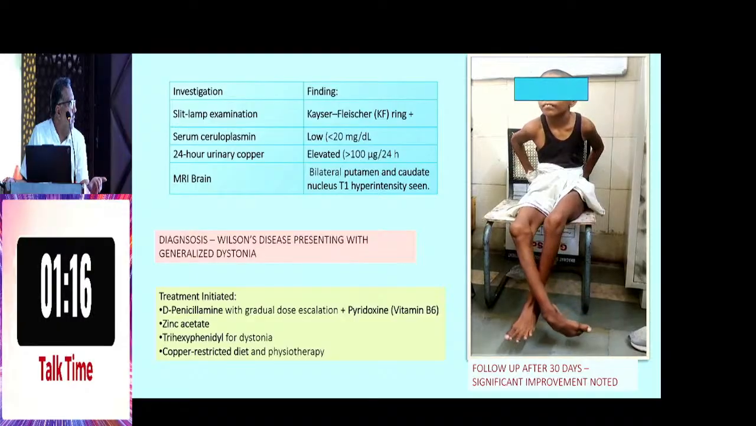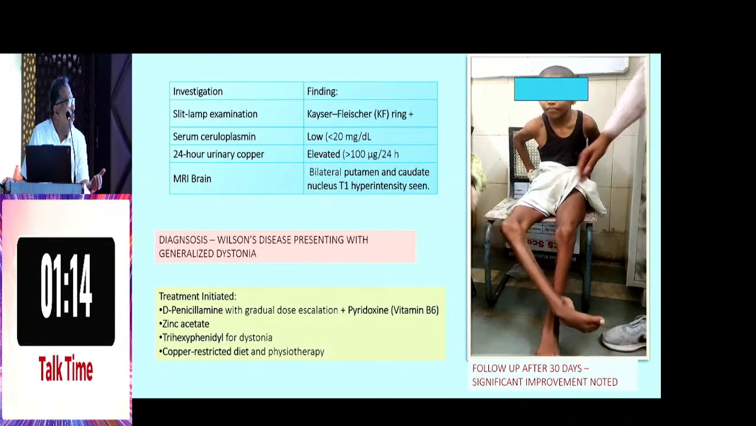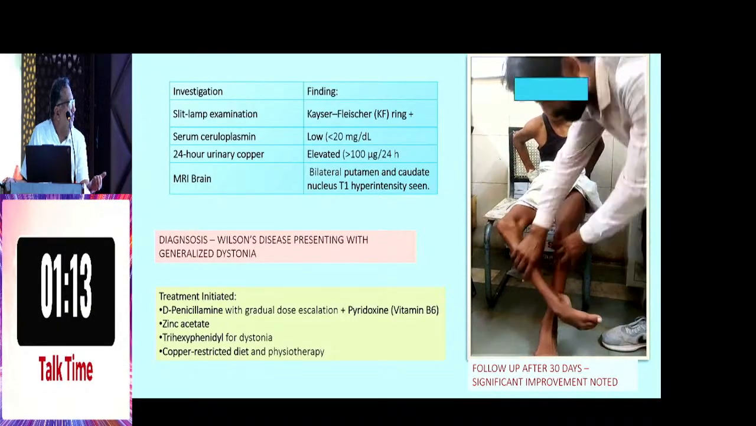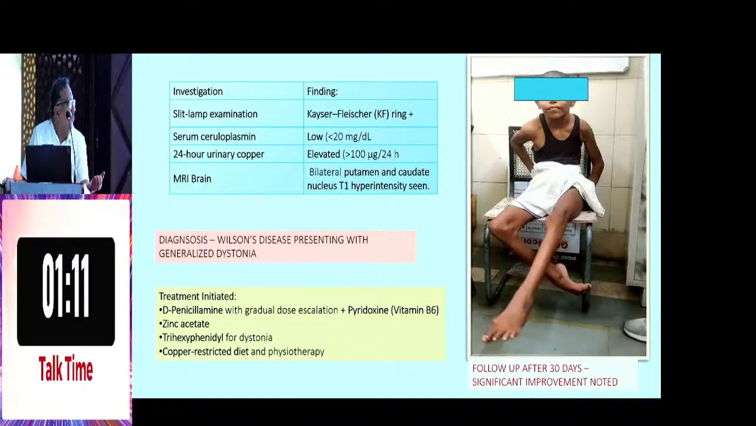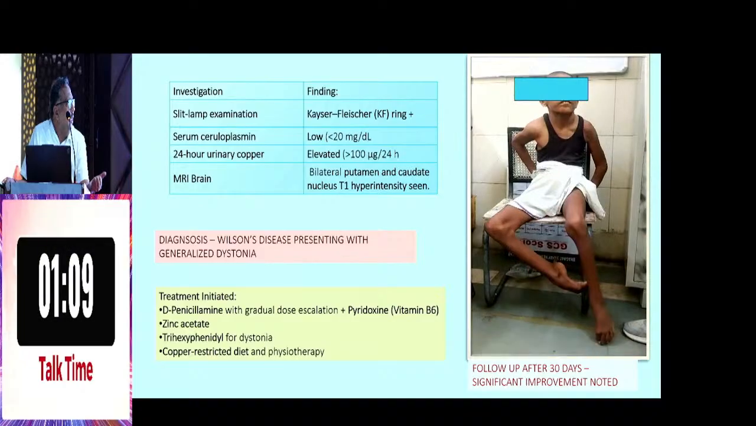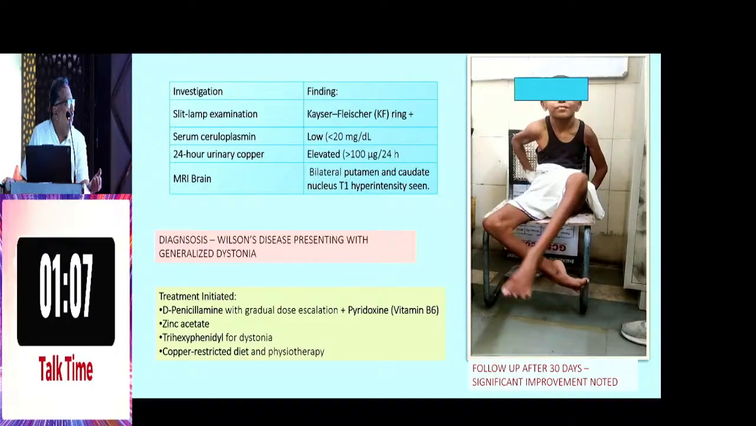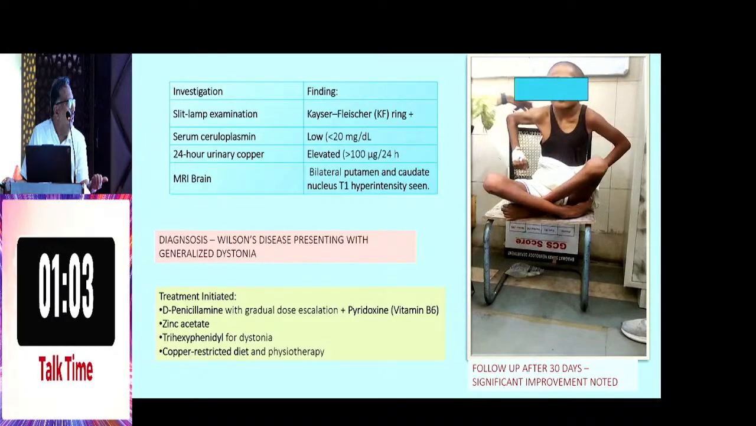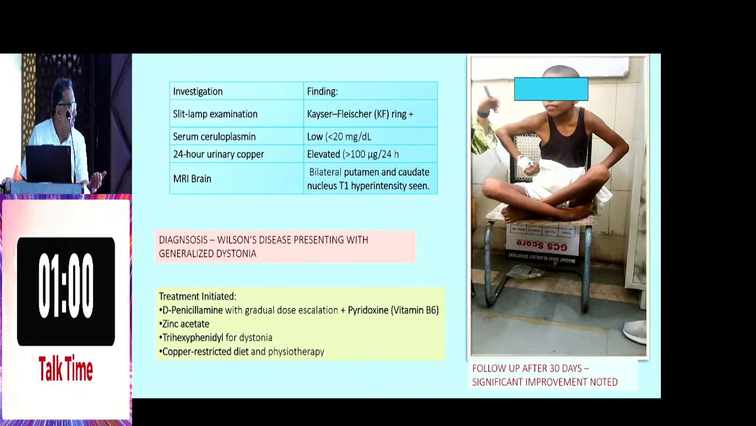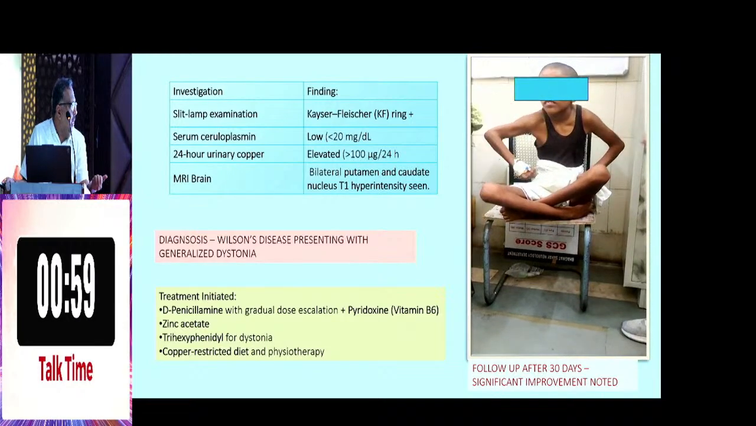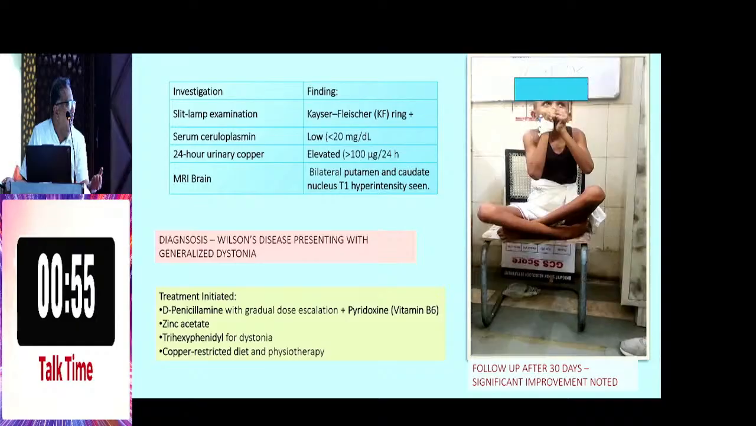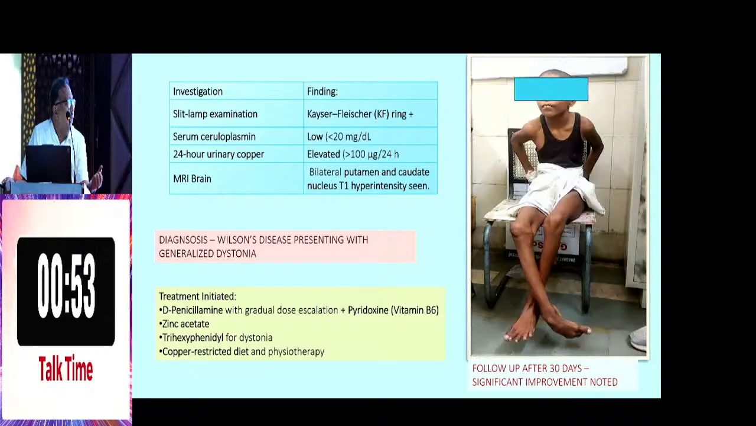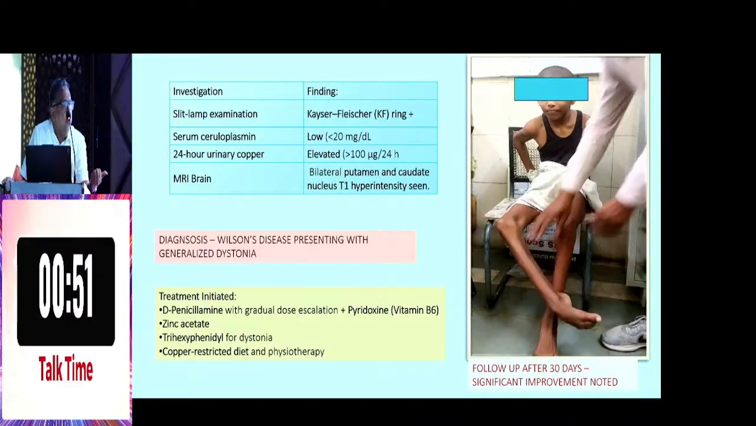So in this case, slit lamp examination positive, serum ceruloplasmin low, 24-hour urinary copper is elevated, MRI brain shows bilateral putamen and caudate nucleus T1 hyperintensity. So diagnosis is Wilson disease presenting with generalized dystonia. Treatment initiated: D-penicillamine with gradual dose escalation, and pyridoxine and zinc oxide. After the treatment, patient improved.